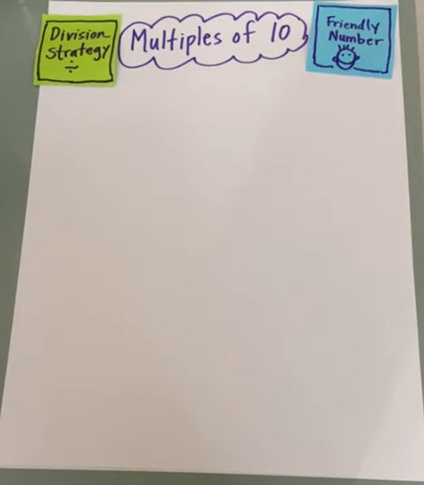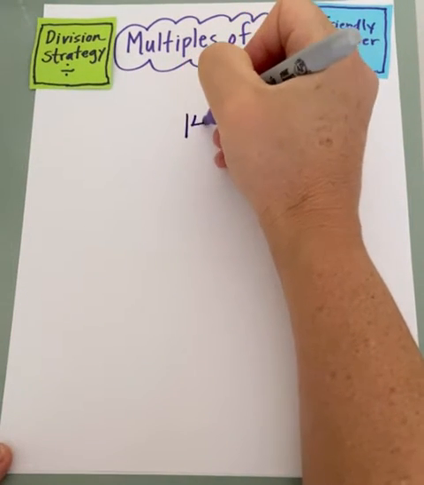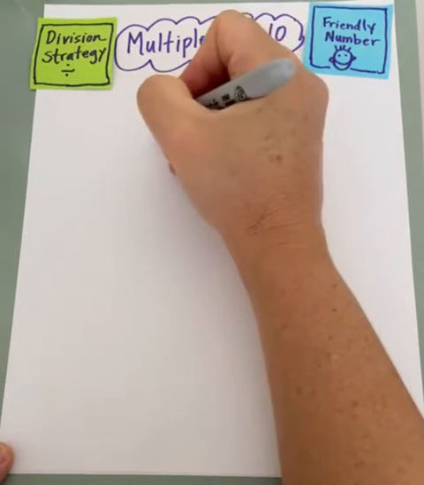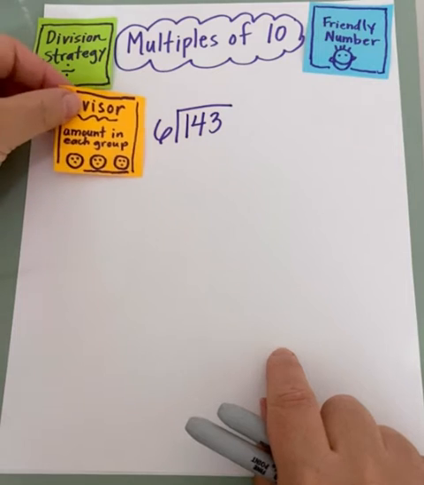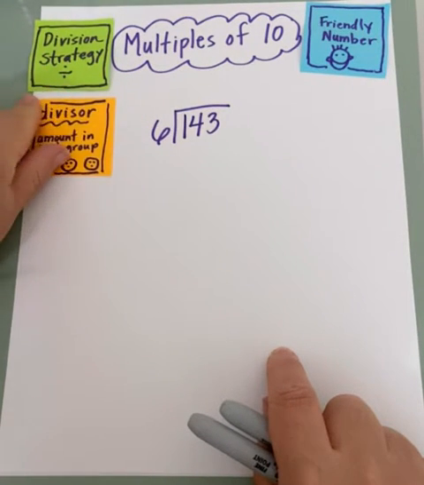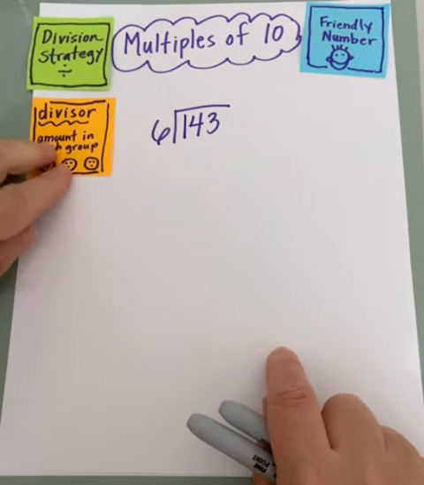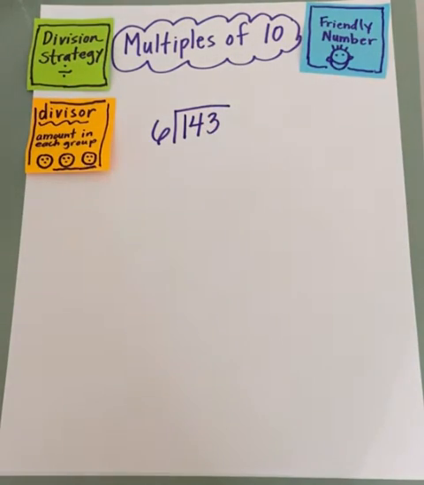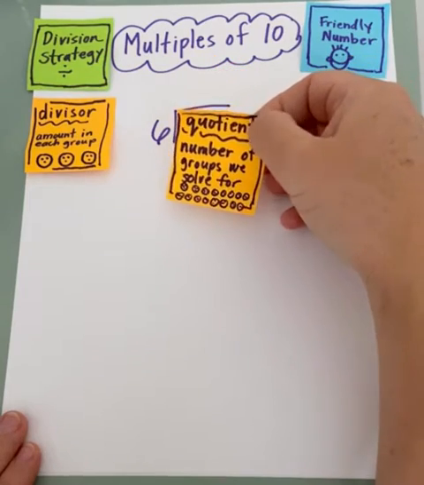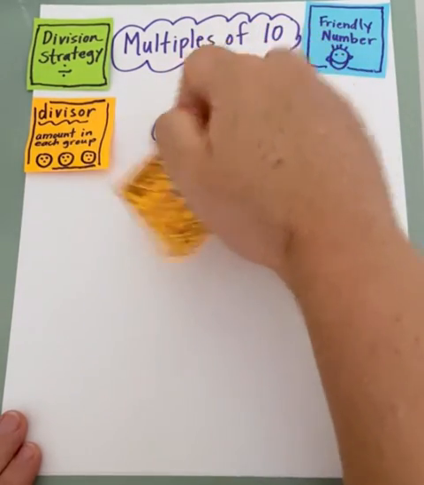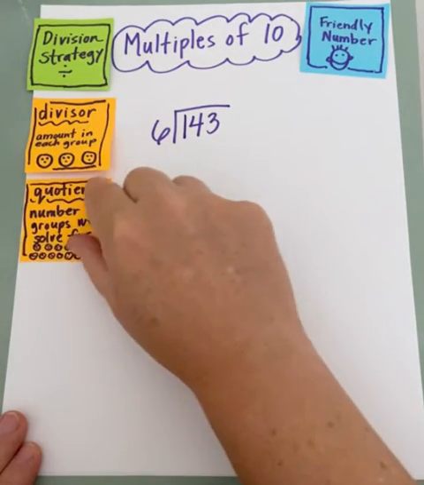So let's try this strategy with a bigger number than the one that we looked at last time. Let's divide 143 by 6. And it's important that we remember what these numbers represent. 6 is the amount in each group. Another way to say that is it's the divisor. That's what we're dividing 143 by. And we are solving for the number of groups of 6 in 143. And that number is called the quotient, or the answer, and that's the number we're solving for up there. So I'll put that word over here.